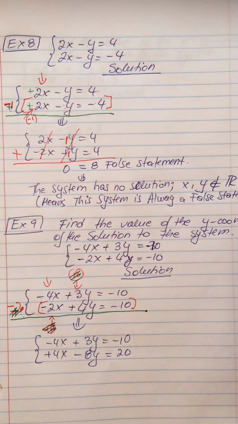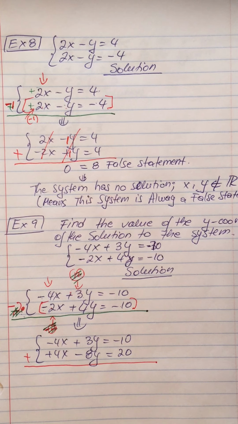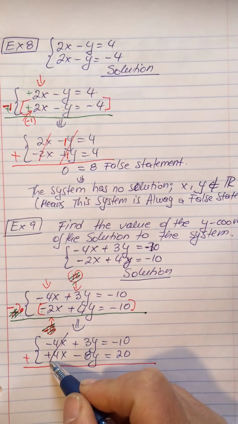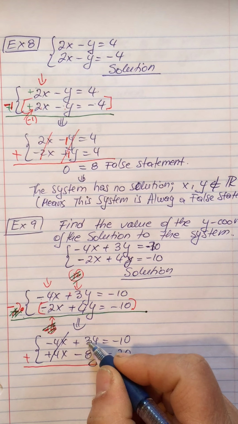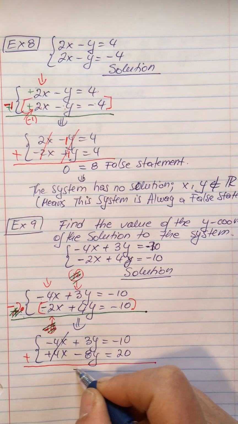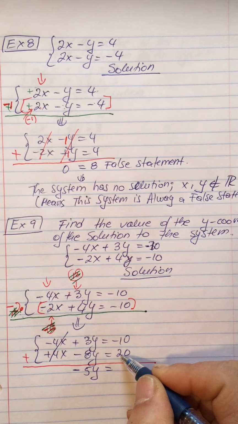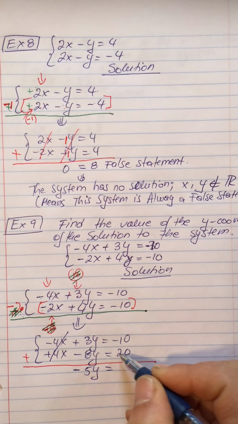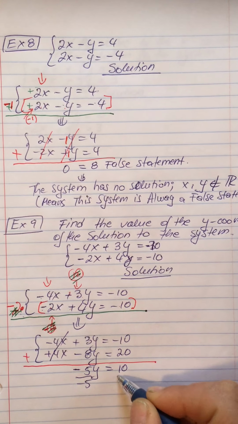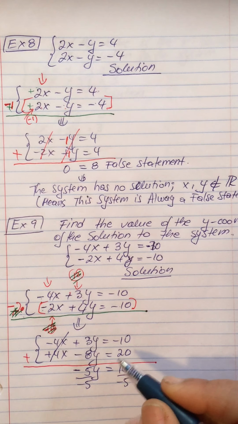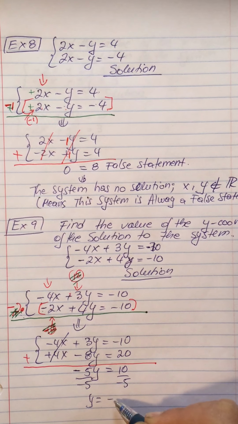Now that I know that x will go by adding both equations, I am left only with y's. Negative 8 and positive 3 is a subtraction. Subtract 3 from 8, keep the sign of 8: 8 minus 3, negative 5y. And I have to subtract 10 from 20. 20 is positive, so I get 20 minus 10, positive 10. Dividing by negative 5 on both sides, y is equal to negative 2.